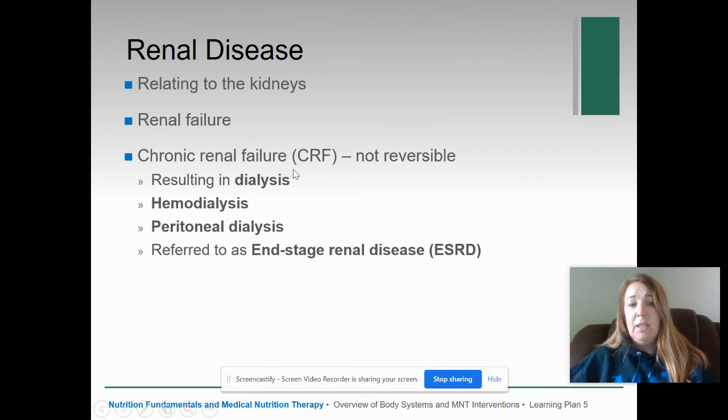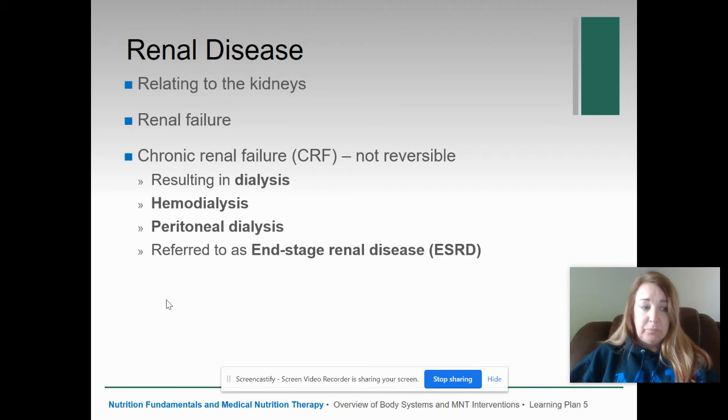With CRF, they need to have dialysis in order to keep living, and they can do two types, either hemodialysis or peritoneal dialysis. What we have here, hemodialysis, that's the type that most of you are probably familiar with, where the patient is going to a clinic and having treatments done every 2 or 3 days. Peritoneal dialysis is done by the patient themselves at home using their own stomach lining, the abdominal cavity, as the dialysate.